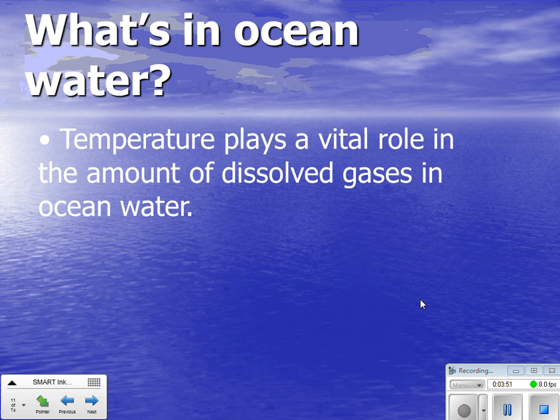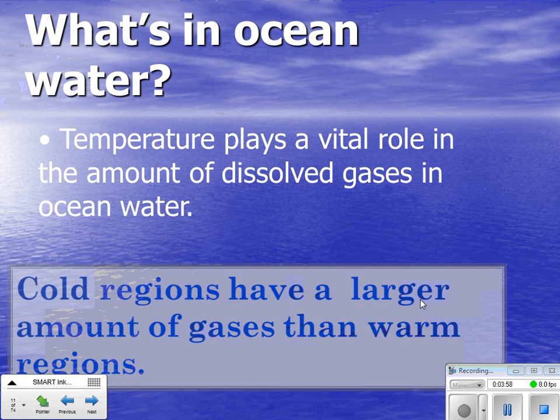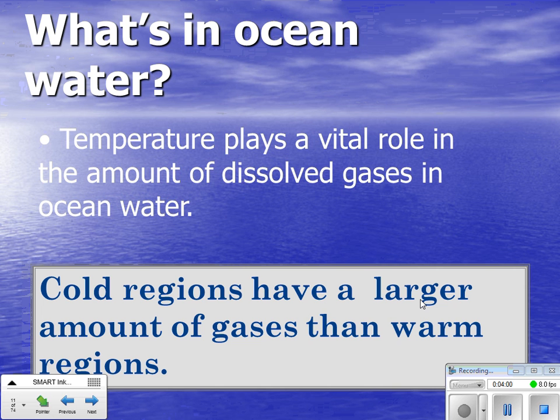What's in ocean water? Temperature plays a vital role in the amount of dissolved gases in the ocean water, and this is also really big for you to realize. Cold regions have a larger amount of gases than warm regions. Just like when you go outside and it's cold, you kind of huddle yourself together to keep yourself warm. Gases do the same thing. As they get cold, you can fit more into a certain area than when it's warm. Because when it's warm outside, you kind of spread out. And that's the same thing that the gases do.